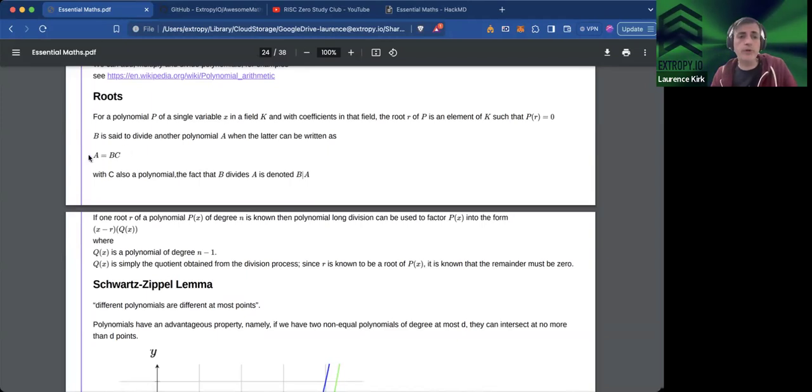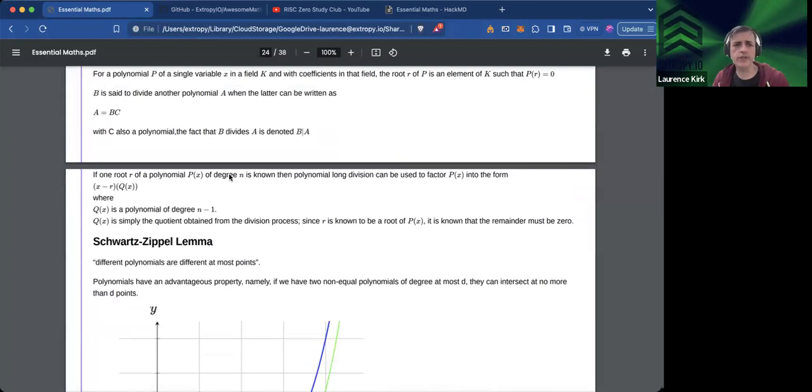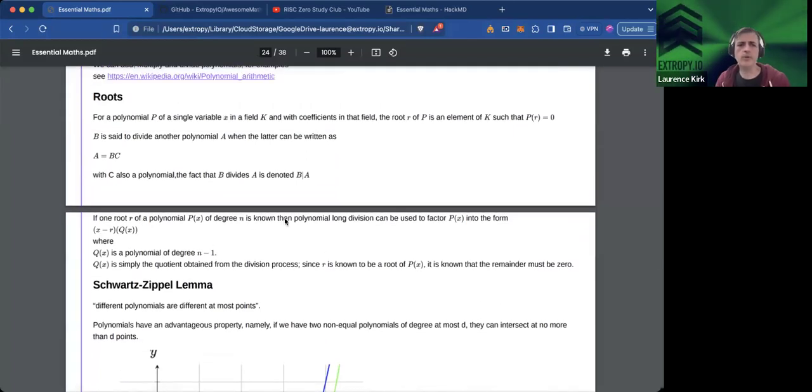So you could have a relation between polynomials where you have b times c, where b and c are both polynomials, and they result in a polynomial a. Or equivalently, you could say that b would divide a to give us our polynomial c. Now, another technique that is used widely with polynomials is the idea of factorizing a polynomial. And this relies upon the idea that we know a root for a particular polynomial.